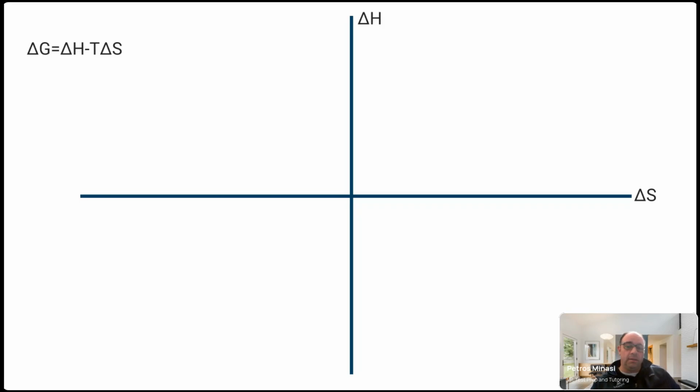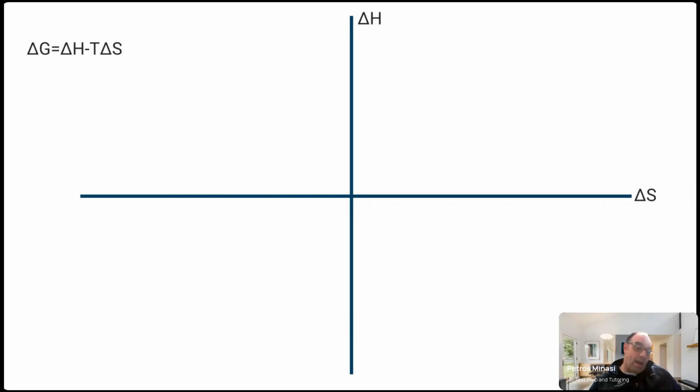So let's do some fun critical thinking. If I have a positive delta H, that means this number over here in my Gibbs free energy is going to be positive. And if I have a negative delta S, so I'm in the upper left-hand quadrant, my delta S value is negative and my delta H value is positive. With a negative sign in the Gibbs free energy, whatever the temperature is times a negative S value is going to be subtracted. So that's really like I'm adding.